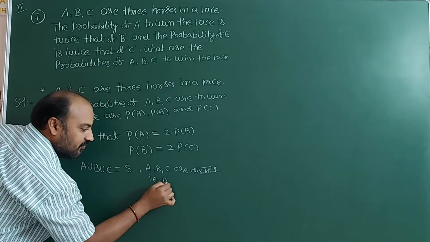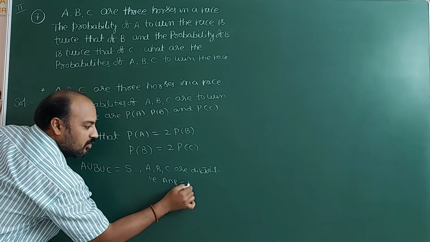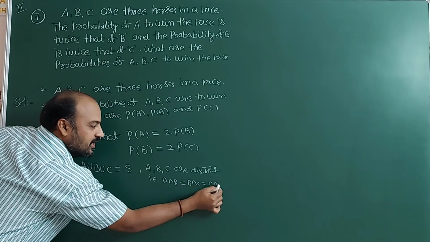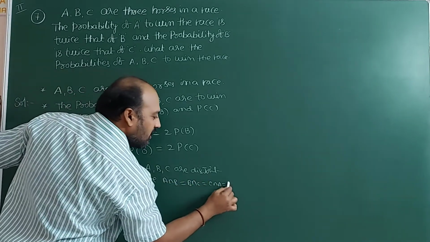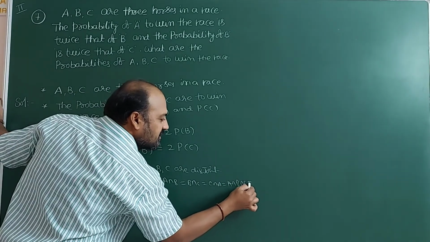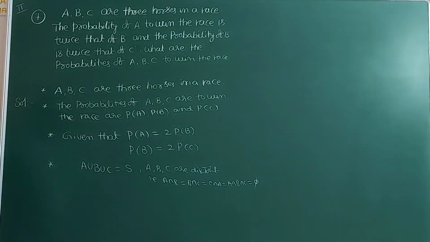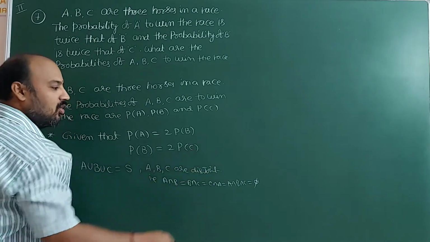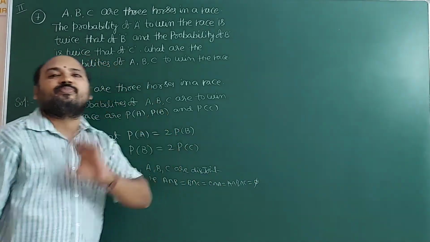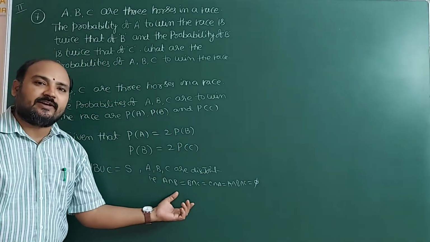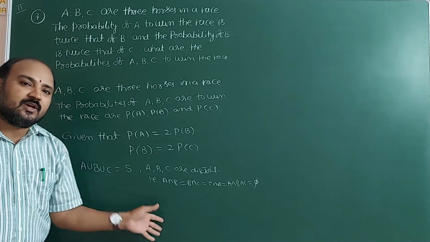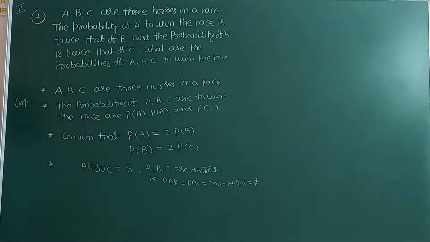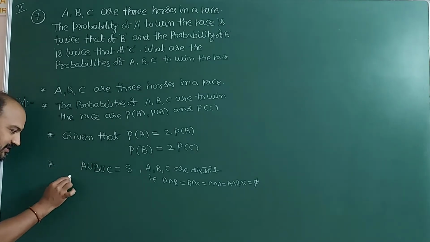That is A intersection B equal to B intersection C equal to C intersection A, and A intersection B intersection C is also the null set. If you take these probabilities, all are going to be 0. Whenever these intersections are null sets, there is no common element. That is the reason for taking probability on both sides.